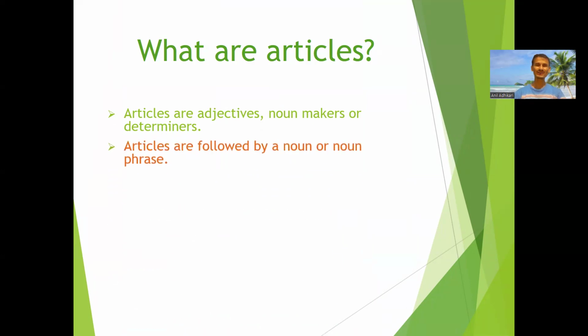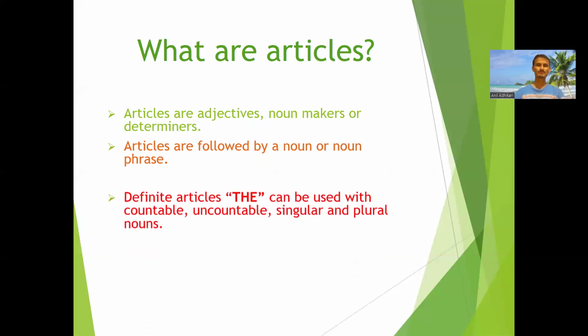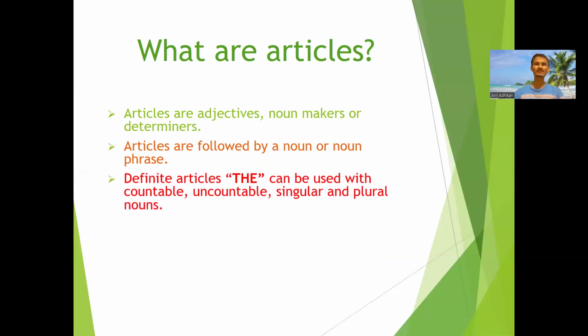Similarly, articles are followed by a noun or noun phrase. Definite articles can be used with countable, uncountable, singular, and plural nouns. Definite means particular, with the particular noun. For a particular noun we use the, whether it is countable or uncountable, singular or plural, it doesn't matter, but it should be particular. Then only we use the definite article the.